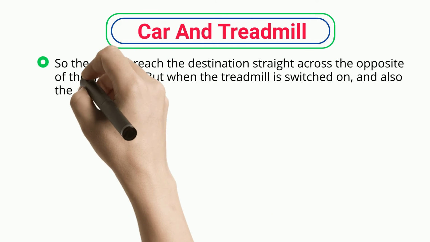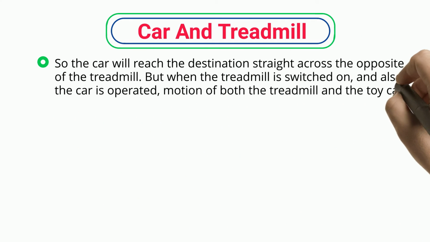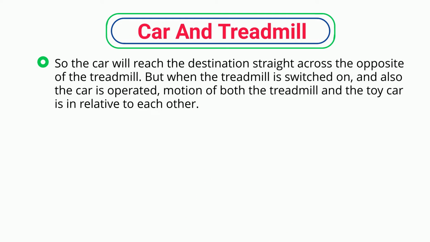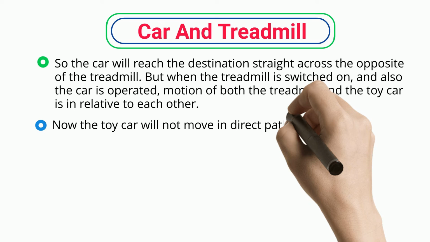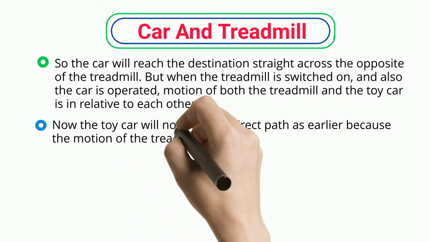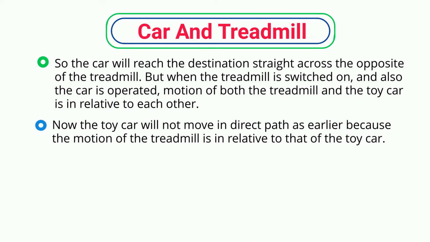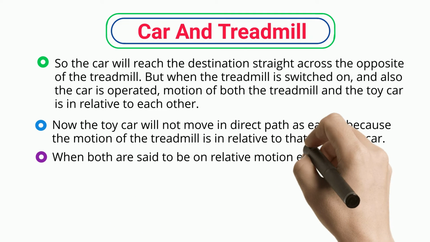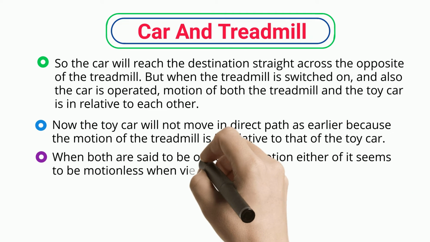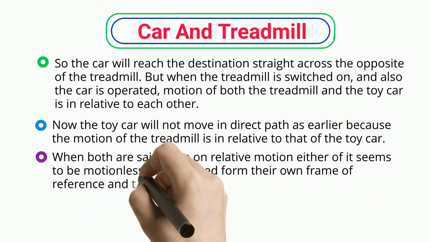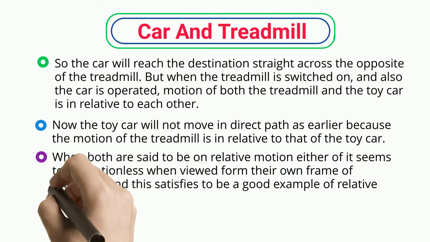But when the treadmill is switched on, and also the car is operated, the motion of both the treadmill and the toy car is relative to each other. Now the toy car will not move in a direct path as earlier because the motion of the treadmill is relative to that of the toy car. When both are said to be in relative motion, either of them seems to be motionless when viewed from their own frame of reference, and this is a good example of relative motion.